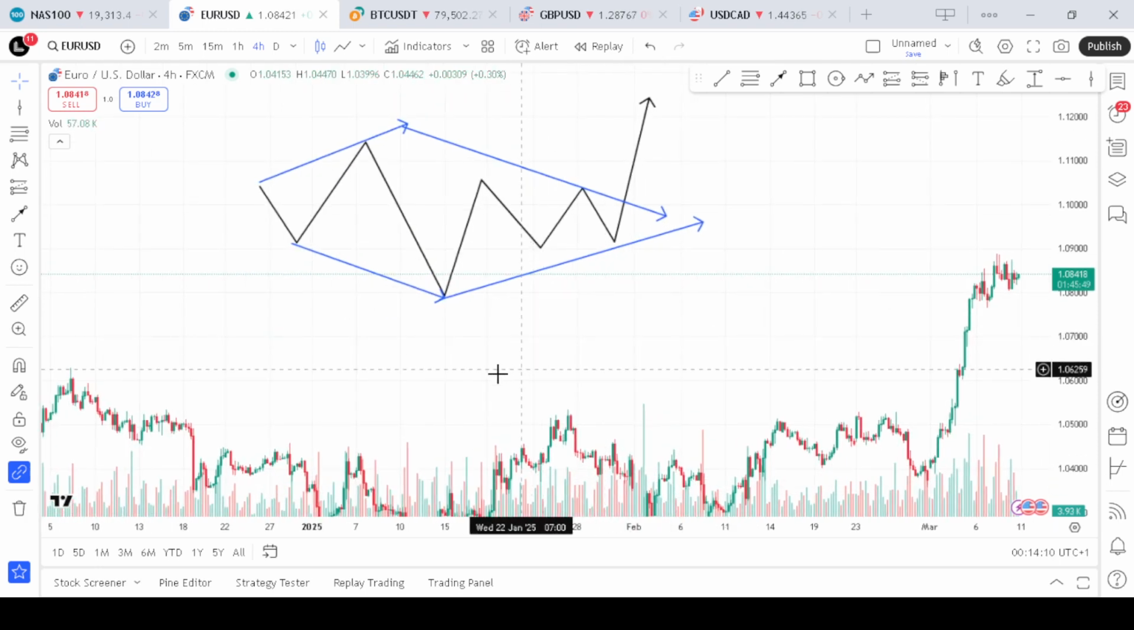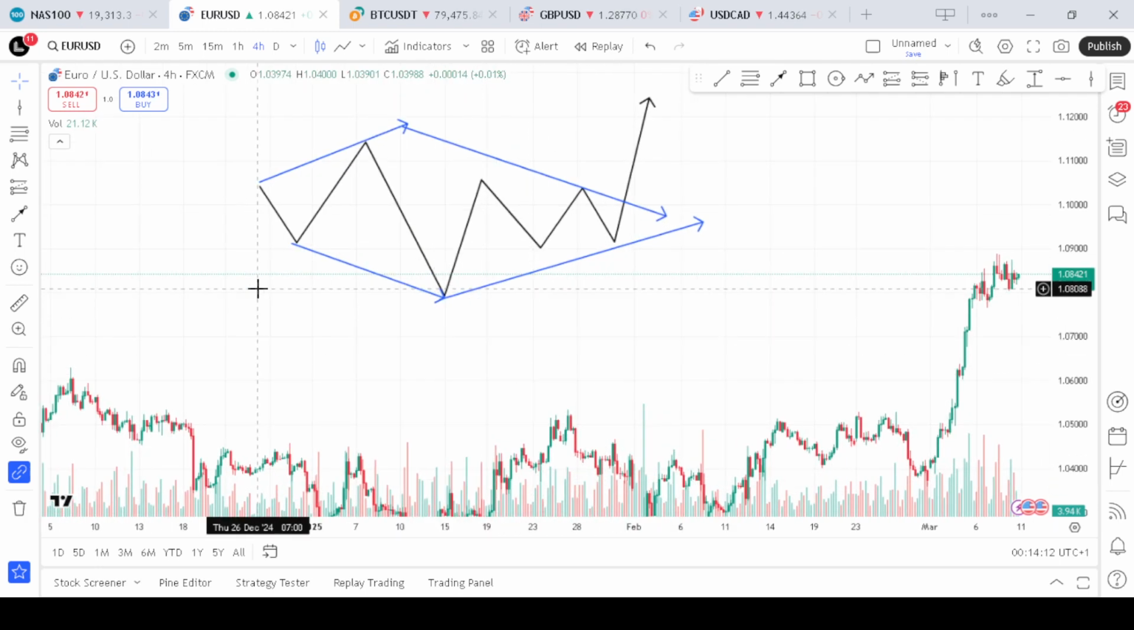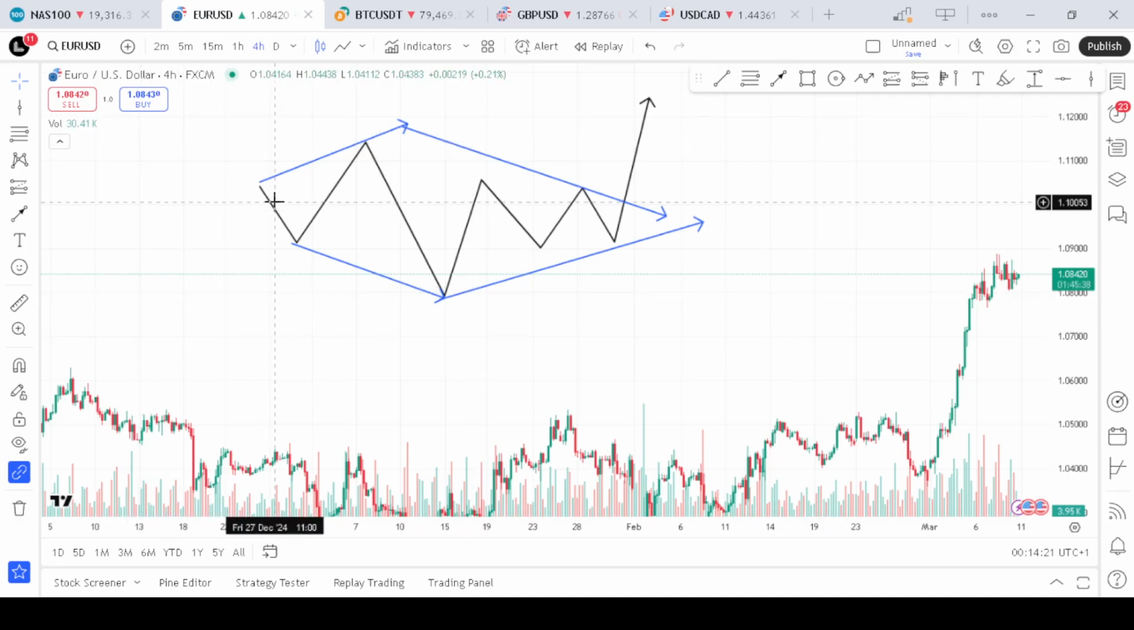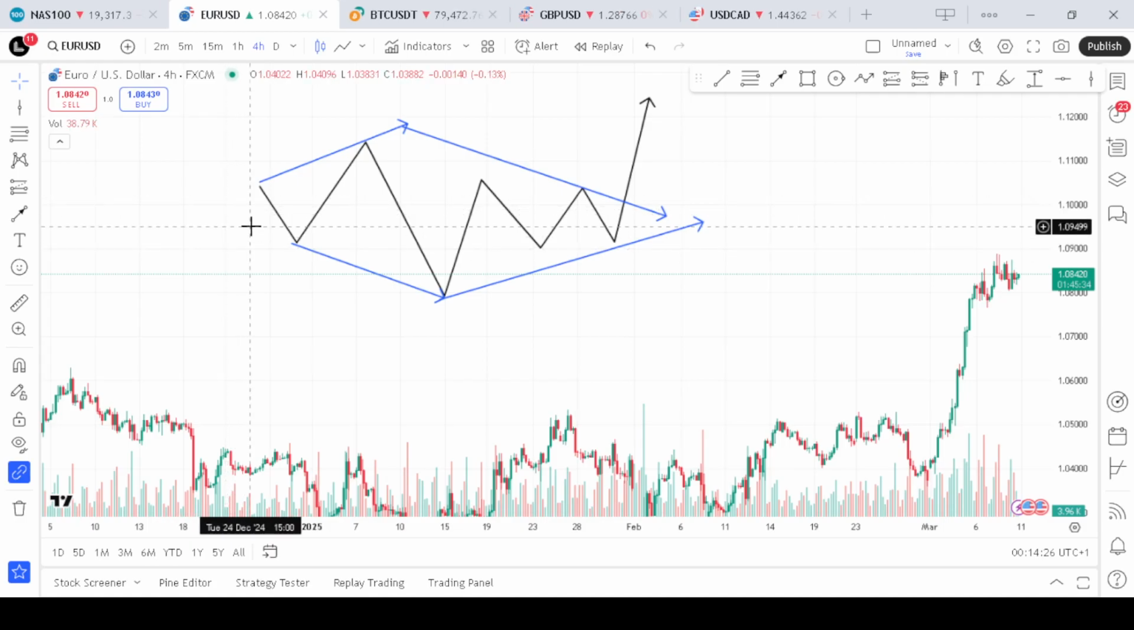The diamond continuation pattern represents a unique formation of price action that occurs during a strong market trend. It can be either a bullish trend or a bearish trend. It just has to occur from a strong market trend. When you spot this pattern on your chart, it typically signifies a temporary pause in the current trend before price continues in the original direction.